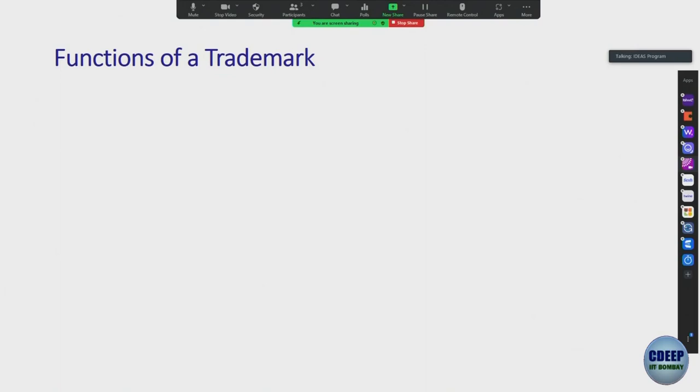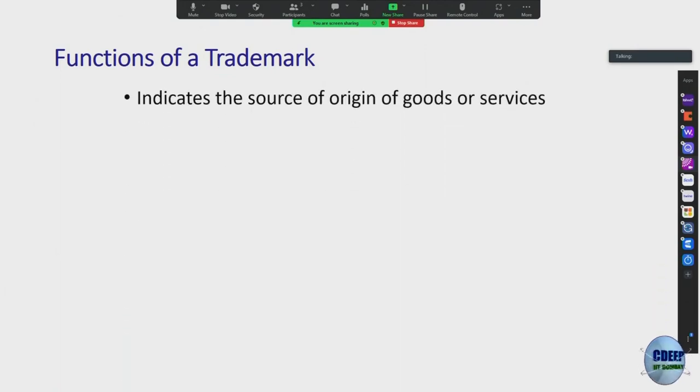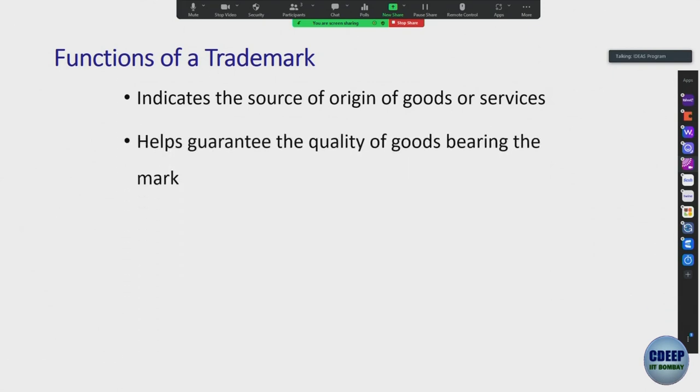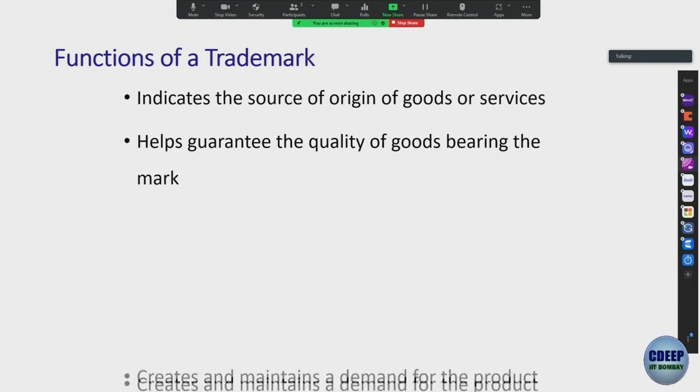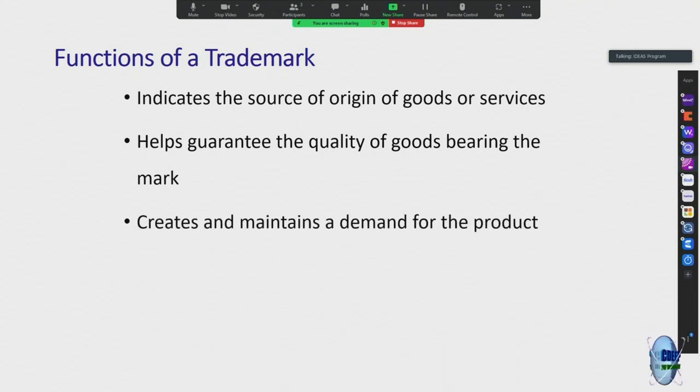What are the functions of trademark? One, he said it recognizes, indicates the source of origin of goods or services. So, you know these goods or services are coming from a particular manufacturer or a particular service provider. It helps you to guarantee the quality of goods bearing that mark. So, you know a Skechers has a particular quality, Godrej has a particular quality. And because of that quality, certain attributes, you want to buy that, you go to the market and demand for that product.